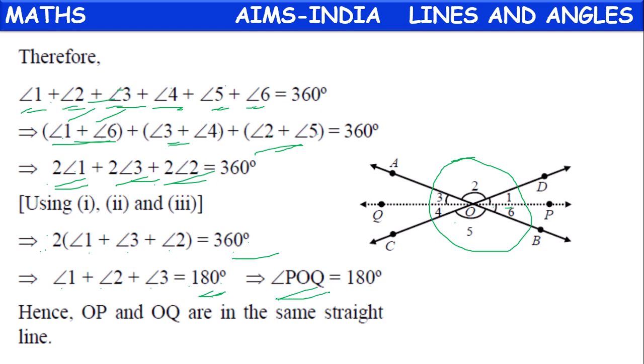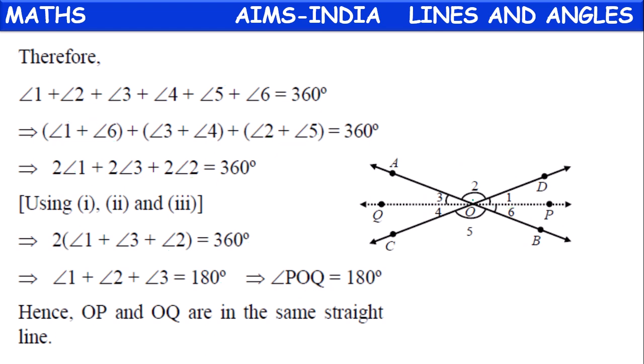So angle POQ. What is angle 1, 2, 3? This total angle is the angle formed at O. This side we have P, this side we have Q. So it is angle POQ. Angle POQ is 180 degrees. So OP and OQ are lying in the same straight line. So indirectly we can prove that.